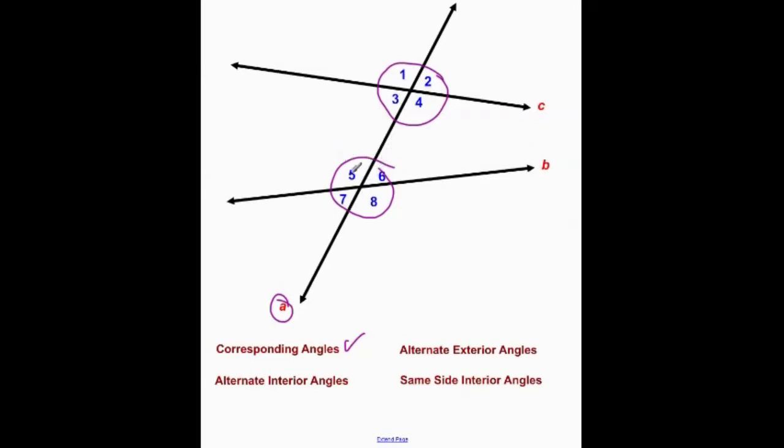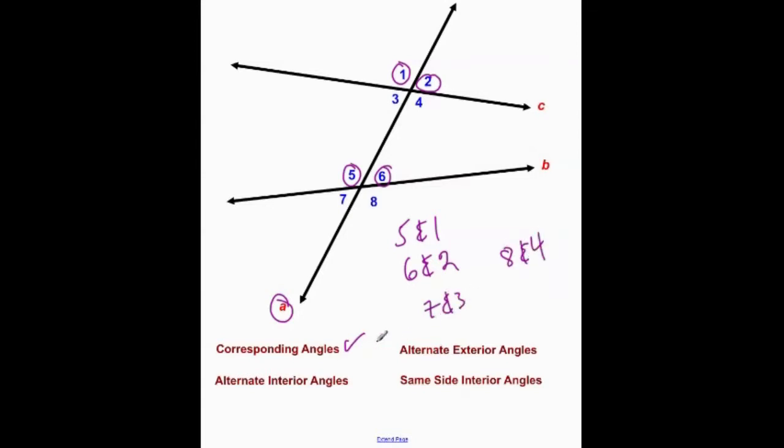And each angle is in a similar position. Notice how this is in the upper left part on the same side of this line. Well, this is on the upper left part of the same side as well. So what we're going to do is identify the corresponding. 5 and 1 correspond. 6 and 2 correspond. So 5 and 1, 6 and 2, 7 and 3, and 8 and 4 all correspond.